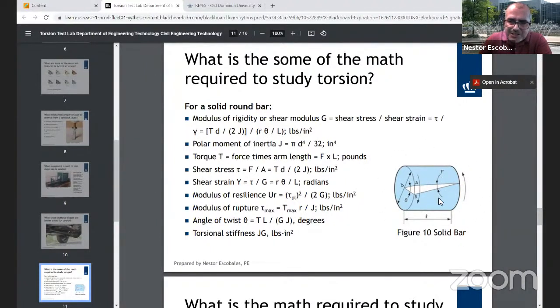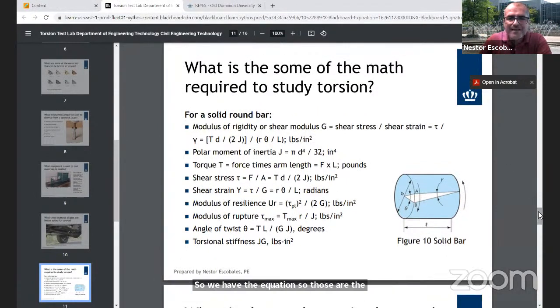That's the shear strain, the gamma. Look at the angle of twist, theta. Those are Greek letters. The diameter D, the length L. You see these arrows in here represent the twisting force. So we have equations. Those are the mathematical equations you're going to need.